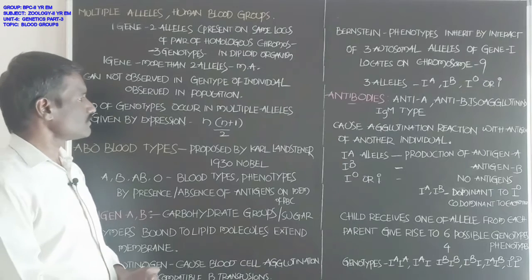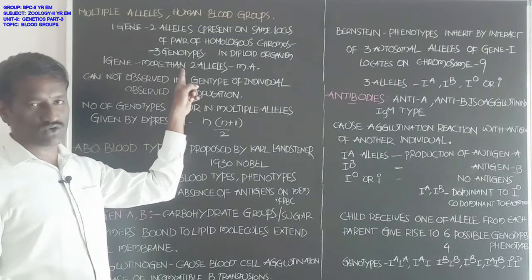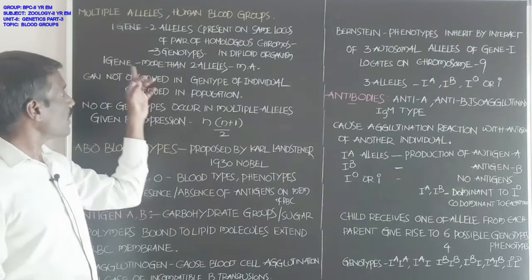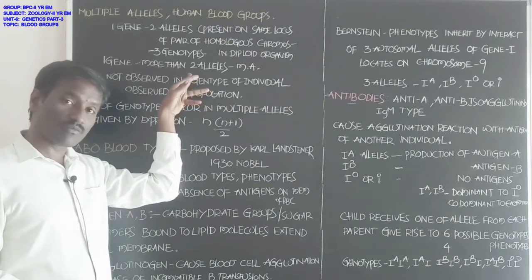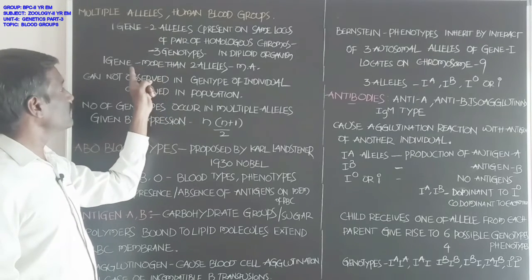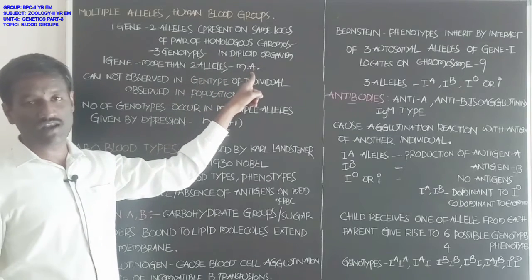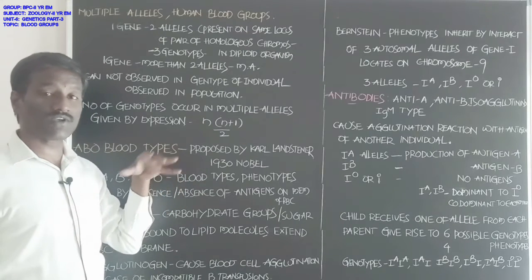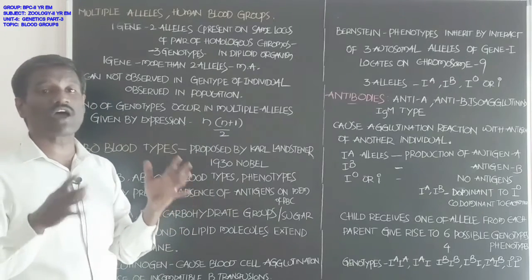Another condition is one gene with more than two alleles. Students, that is called multiple alleles. Normally it is one gene with two alleles, but in another condition one gene has more than two alleles, and that is called multiple alleles. It is a phenomenon present in the population. The presence of multiple alleles is called multiple allelism.